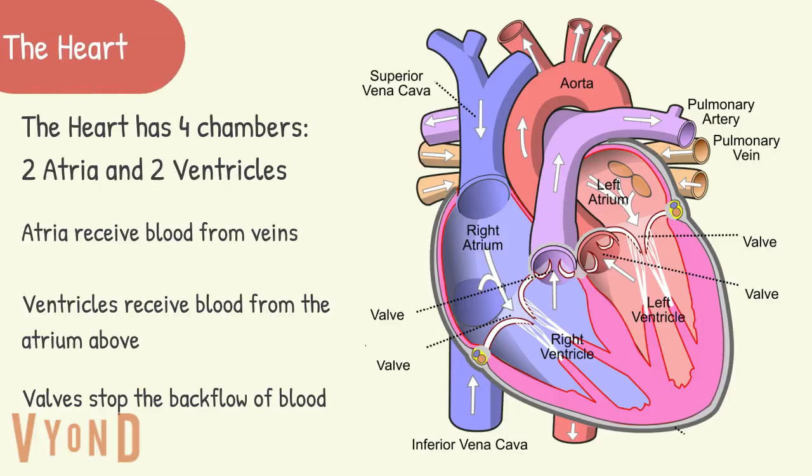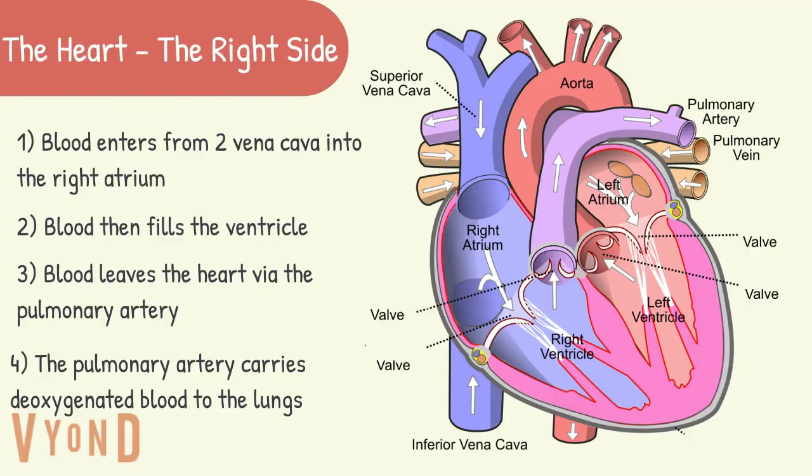The heart has a right side and a left side made up of 4 chambers, 2 atria and 2 ventricles. The atria are the 2 upper chambers which receive blood from veins. The ventricles are the 2 lower chambers and receive blood from the atrium above and pump blood into the arteries. The heart has 4 valves that stop the backflow of blood into the previous chamber.